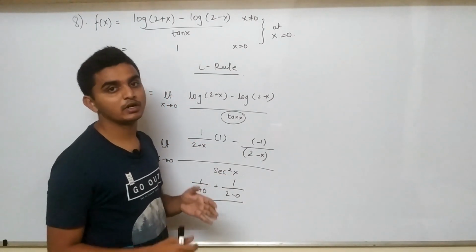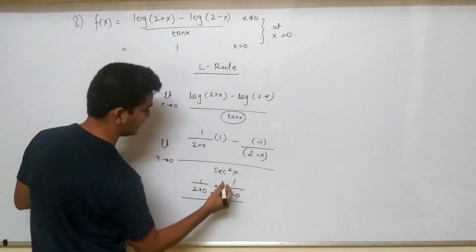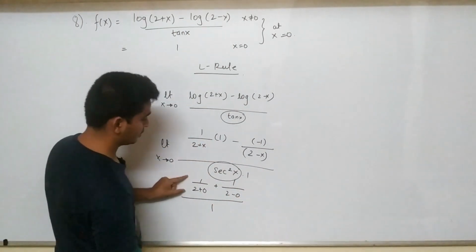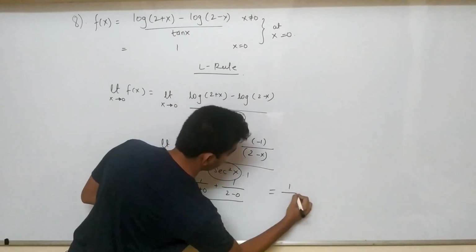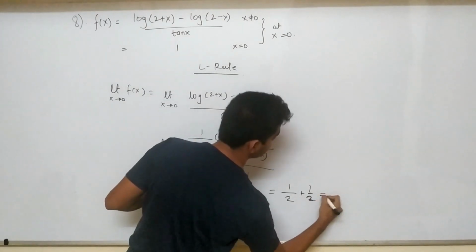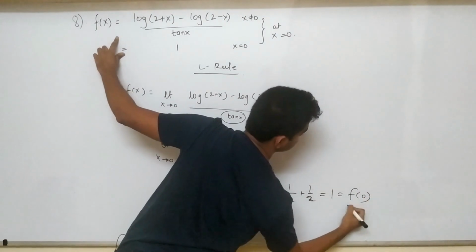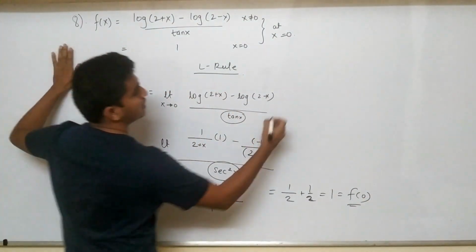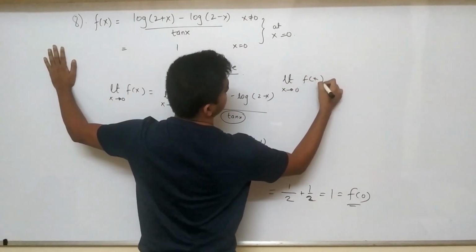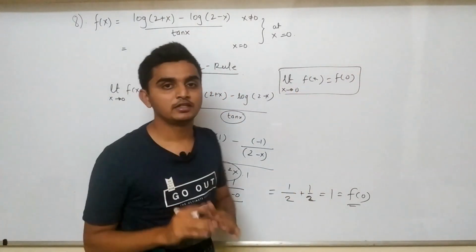Sec square x is nothing but 1 upon cos square x, and when you plug in 0, cos of 0 is 1. So basically sec square x at 0 will be 1. So we have everything upon 1. So what we have is 1 upon 2 plus 1 upon 2, which is basically 1, which is as given as f of 0. So we know that now the limit as x tends to 0 of f of x is equal to f of 0. When this condition is satisfied, we can say that this function is continuous.